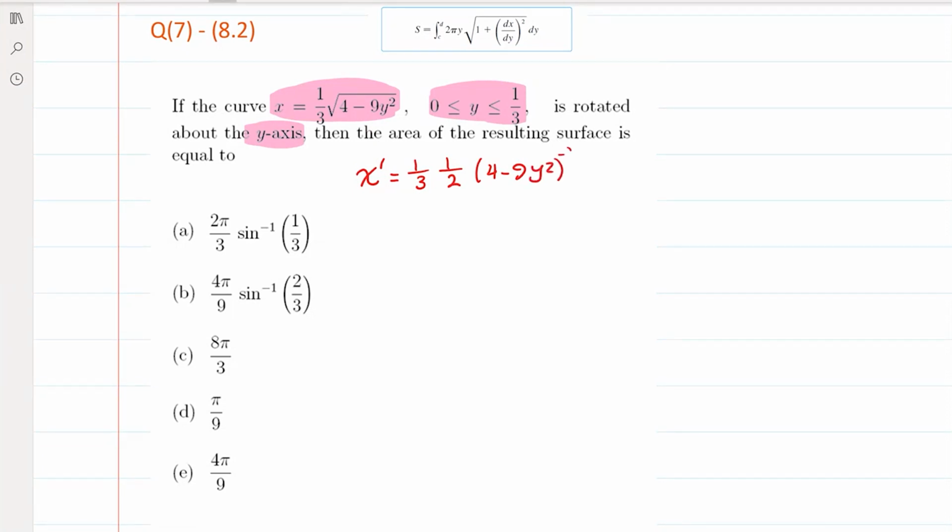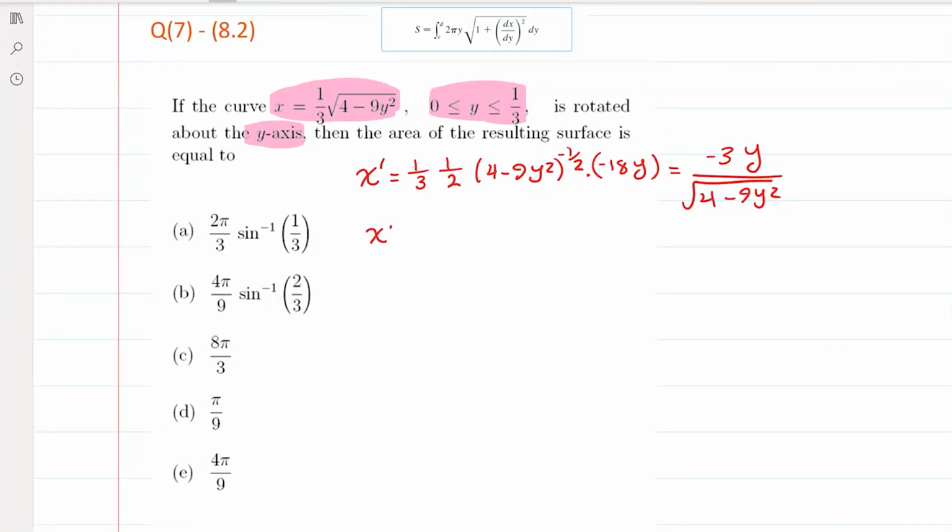to the power minus half, multiplied by the chain rule, which gives minus 18y. Try to simplify it. The 1/6 with the 18 gives minus 3y, and the root to the power minus half goes down as the root of 4 minus 9y squared. It's important to simplify, because once you simplify, everything becomes clear.